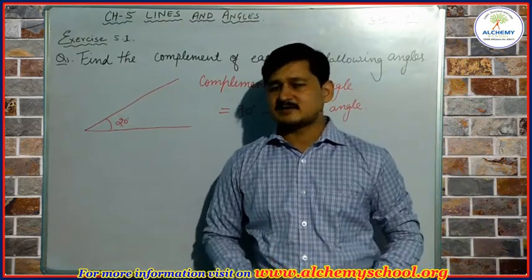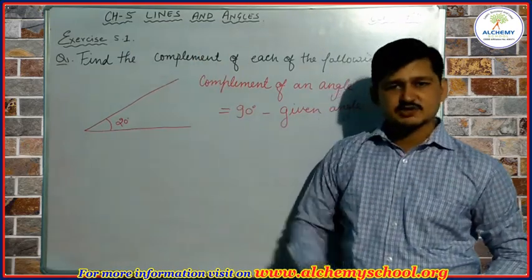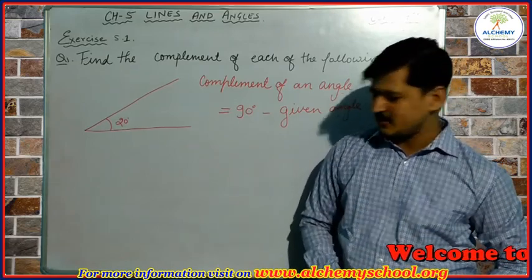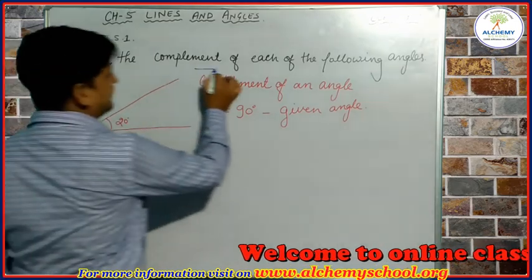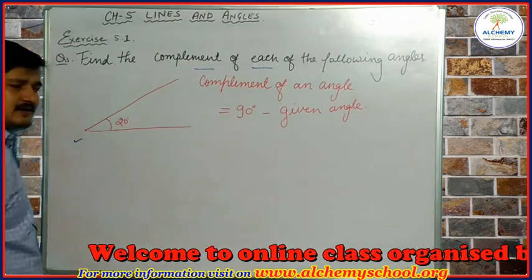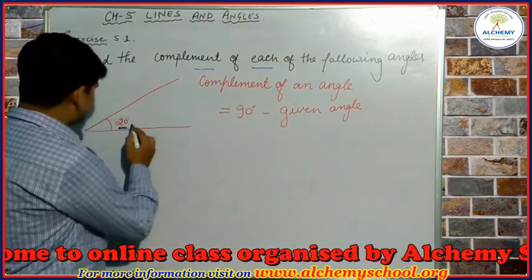Today we are going to start exercise 5.1 from chapter 5, Lines and Angles. Let's see what is given in question number 1 and what we are going to find here. According to question number 1, we have to find the complement of each of the following angles. One angle is given here, that is 20 degrees, and we have to find the complement of this angle.